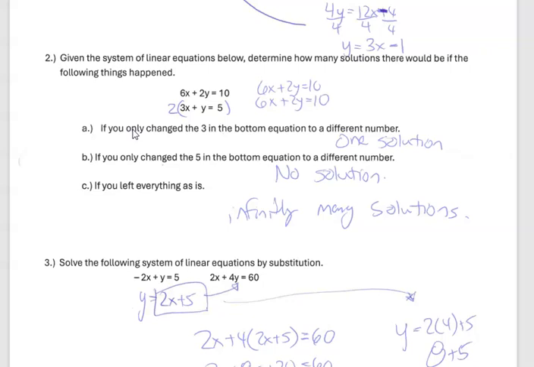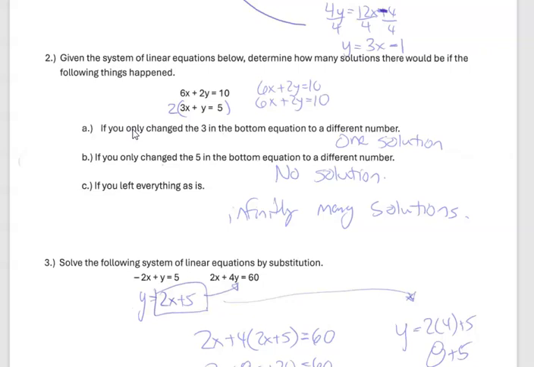So as of right now, if I left everything as is, which is the answer to C, and I solved, you would get 0 equals 0, meaning a true equation, no variables. That would be infinitely many solutions. Now going back up to A, it says if you only change the 3, if you're going to change the 3 to any other number, that is going to change the problem so that you no longer would be eliminating both the x's and the y's.